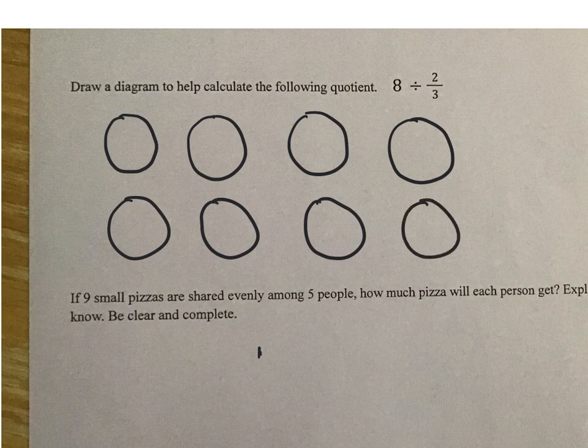Okay, then it says we want it in thirds, so we're going to make it into 3 pieces, each one of these. All right, and then the next step is to make our groups of 2. We need 2 in one group.